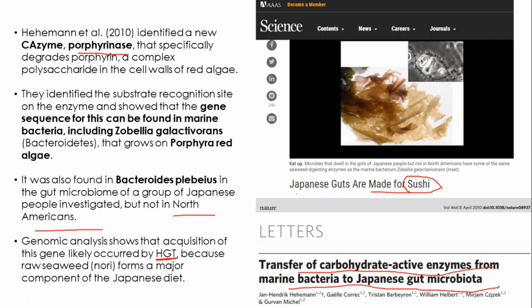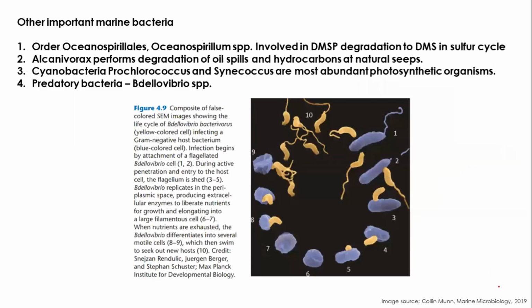And this also gives a very good example of how we still are evolving, depending on the marine microbes. Okay. Apart from that, there are several other important marine bacteria. One example I gave you last week was about the DMSP degradation in the sulfur cycle. So there is this particular species called Oceanospirillum, right? This Oceanospirillum is involved in the DMSP degradation to DMS in the sulfur cycle.